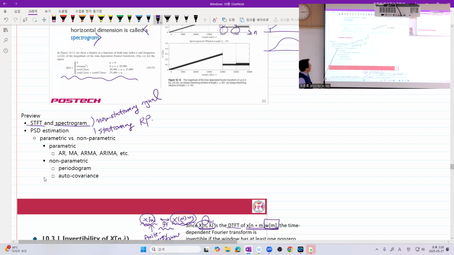But I only talked about so-called non-parametric approaches. So in power spectral estimation, the first thing is you divide whether you are taking a parametric approach or a non-parametric approach. Here, a parametric approach means that you have a finite number of parameters to approximate your power spectrum. So this part is covered in the next chapter.